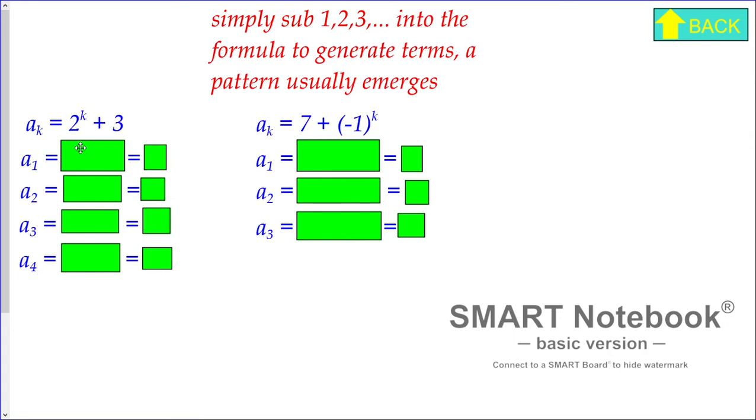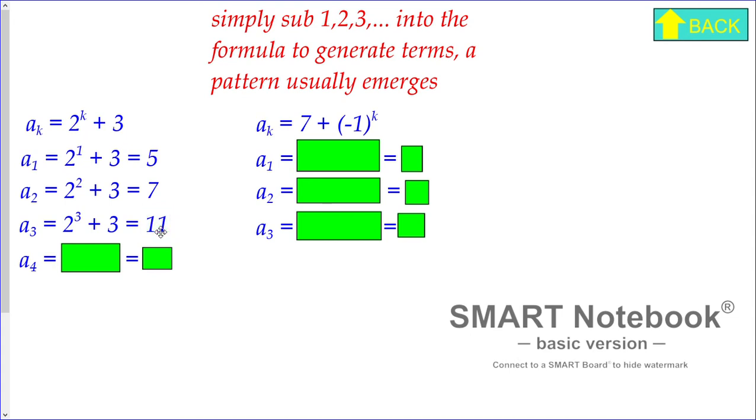So for the first one, we're going to sub 1 for k. So 2 to the power of 1 plus 3 is 5. Now we're going to substitute 2 for k. 2 to the power of 2 is 4 plus 3, 7. And so on and so forth. 2 to the power of 3, 8 plus 3 is 11. Let's do one more. 2 to the power of 4, 16 plus 3 is 19.